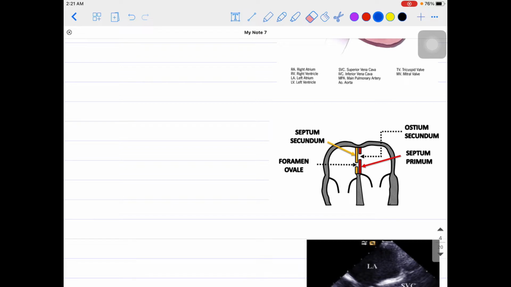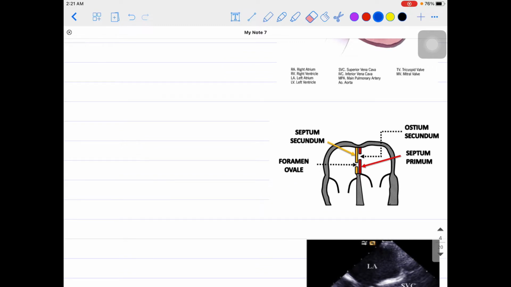Now you can see another extension coming from above and from below, and over here also there is a gap between these two extensions. This extension is called the septum secundum, and the opening between it is called the foramen ovale. So till now we know that the septum primum develops first, and then the septum secundum develops. The opening in the septum primum is the ostium secundum, and the opening in the septum secundum is the foramen ovale.